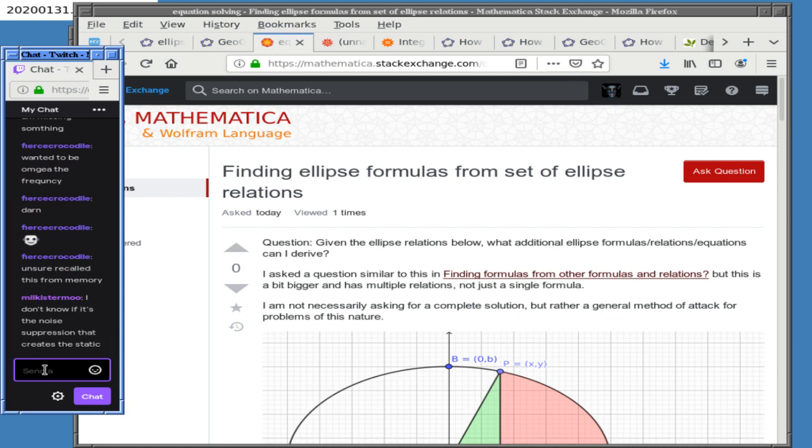I don't know if it's the noise suppression that creates the static. Okay, so the noise suppression you're saying helps, but the static might already be there, but noise suppression makes it more obvious. I am a robot, of course, so I do speak with static as part of my normal vocabulary. Ka-check, ka-check, ka-check. That was terrible static. If you've got any suggestions, I mean, you guys are the closest thing to audiophiles I have.